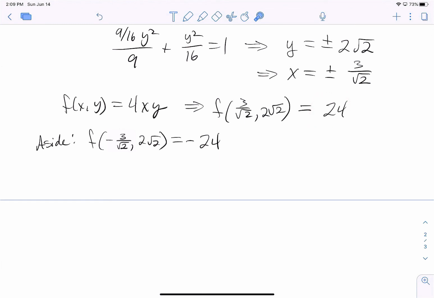And then switching the plus and minus so that we had f of 3 over square root of 2, negative 2 root 2 would also give us negative 24. We'll wrap this up by saying the maximum value, or the maximum area rather, is 24.